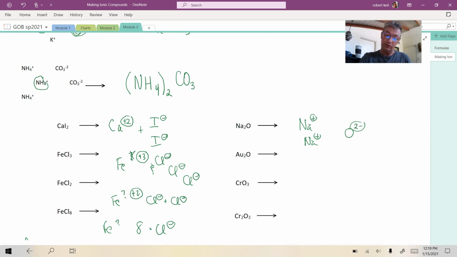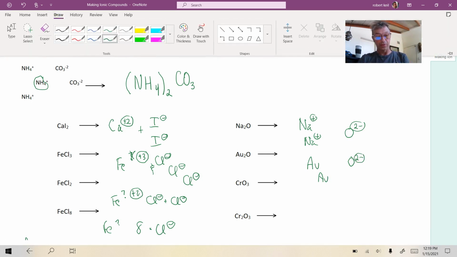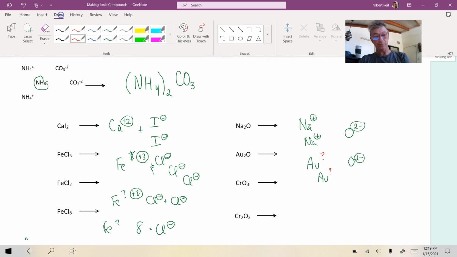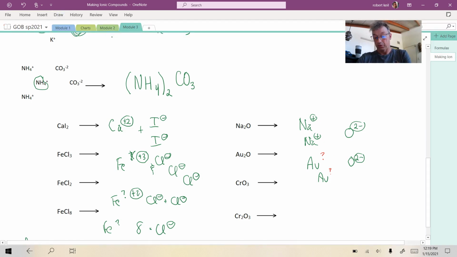So we move on. This next one down, I don't know gold. Is gold 1 or 3? Could be either one. It's not even on that chart that was up there previously. And I know that there's 2 of them. And I know that oxygen is -2. So that's all the stuff that I know. In red, I'm trying to figure out what's that charge. Well, the charge is +1. So each gold must be +1, because I need my pluses and my minuses to balance. 2 golds to my oxygen.